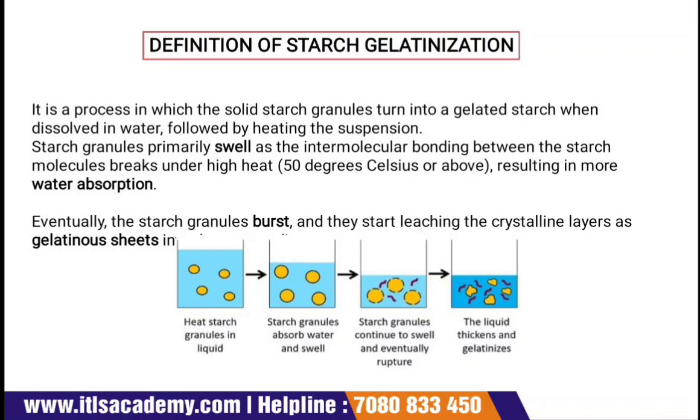After rupturing, the liquid thickens, and a jelly-like gelatinous sheet is formed, and that is known as a gel. So this is what starch gelatinization is. In the examination, this question comes as a 5 marks question, and you have to explain the definition and the process with the help of a diagram. That would be helpful for you.